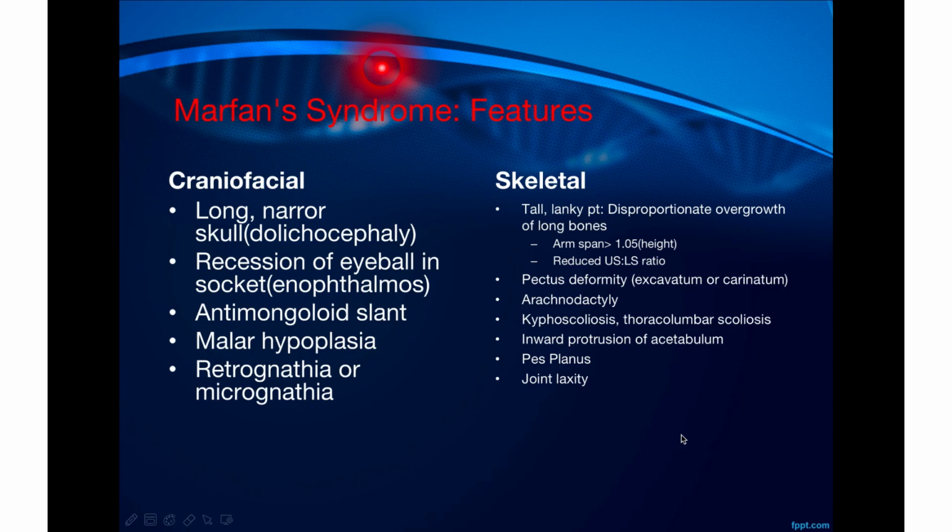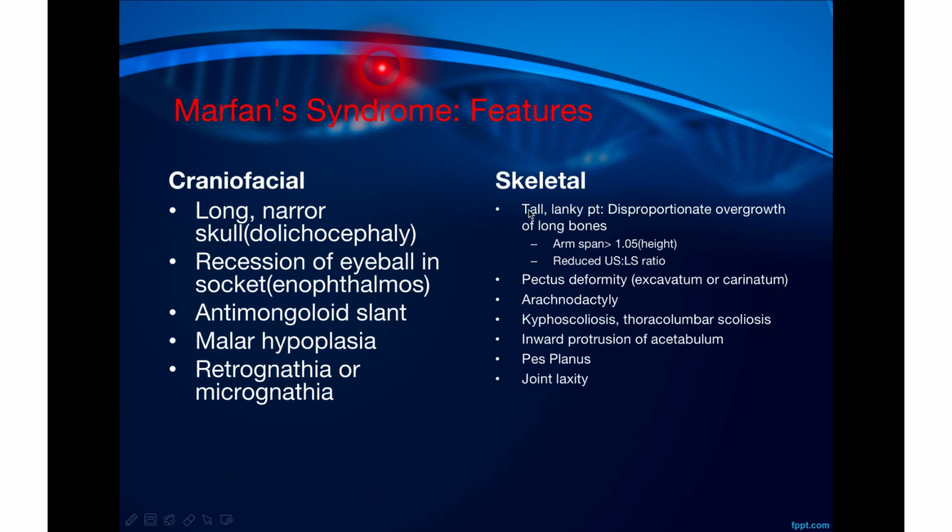The patient usually has recession of the eyeball into the socket. That's enophthalmos, as opposed to exophthalmos, which is the protrusion that we could see in thyroid diseases. But in this one, we have the recession of the eyeball into the socket. Next, we're also going to see antimongoloid slant, malar hypoplasia, retrognathia and micrognathia.